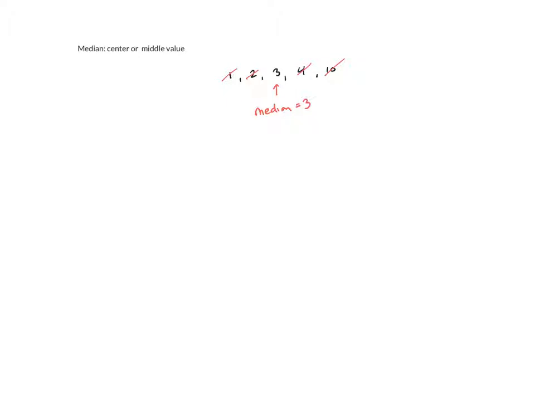This can be a huge pain if I'm actually calculating the median for a really large data set, so there's another way of doing it. When I look at this, I have 1, 2, 3, 4, and 10. I have a total of 5 numbers. Notice that my median is right here in the center, right? It's not the first, not the second, but the third number in.